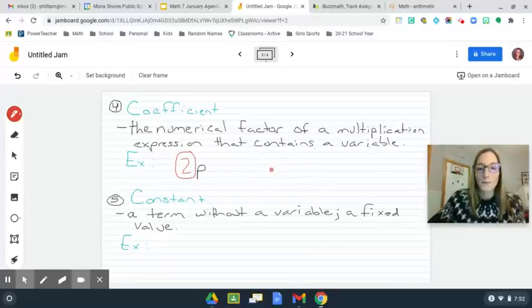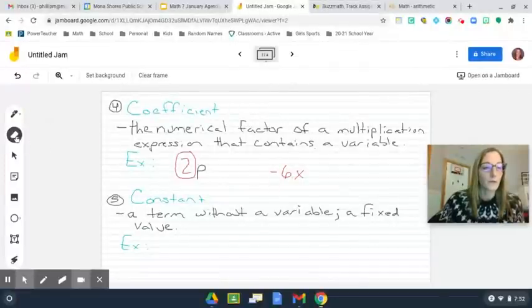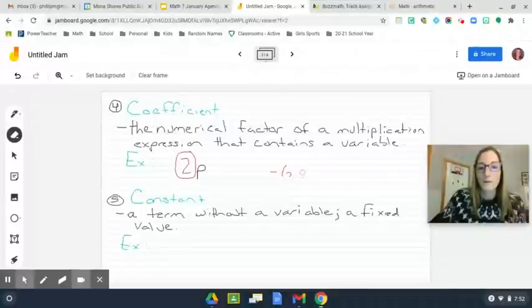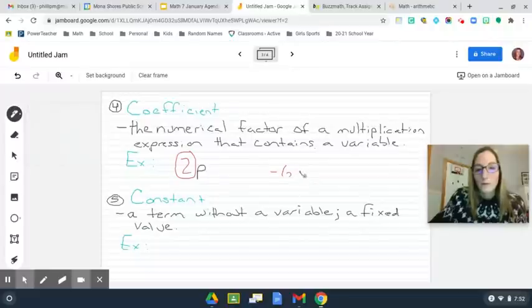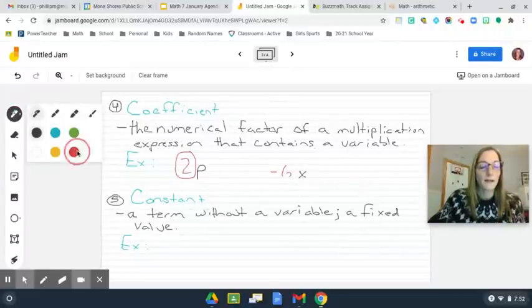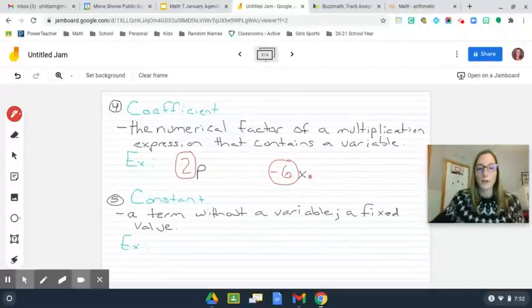Let me do another one. -6x. I was trying to color code a little bit for you here. That -6 in front is your coefficient. It's the number in front of the variable, the numerical factor of a multiplication expression. Again, these are multiplication expressions: -6 times x, 2 times p. The numbers in front of those variables are your coefficients.